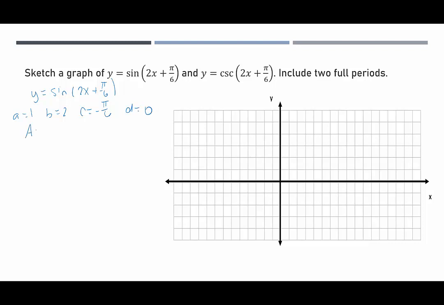This helps us identify the amplitude, which is the absolute value of a, is 1. We can figure out the period, which is 2 pi divided by b, 2 pi divided by 2 is pi. And we have a phase shift this time. So the phase shift, since we do have a horizontal transformation here, we determine that by doing c over b. So this would be negative pi over 6 over 2, and that would end up being negative pi over 12. So everything's shifting negative pi over 12 units.